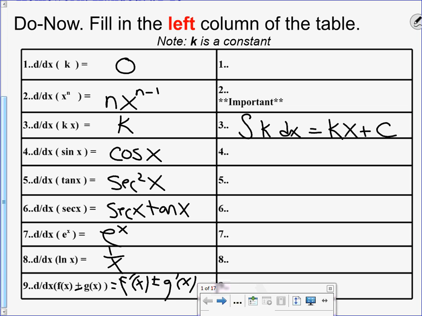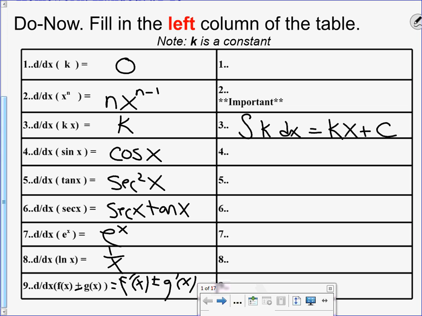You're integrating with respect to x. It's going to tell you the variable. If I was integrating k with respect to t, if that was a dt, then it would be kt plus c. It's going to let you know, and that has to be there. So remember, you can't integrate without a differential on the end to tell you what the variable is.